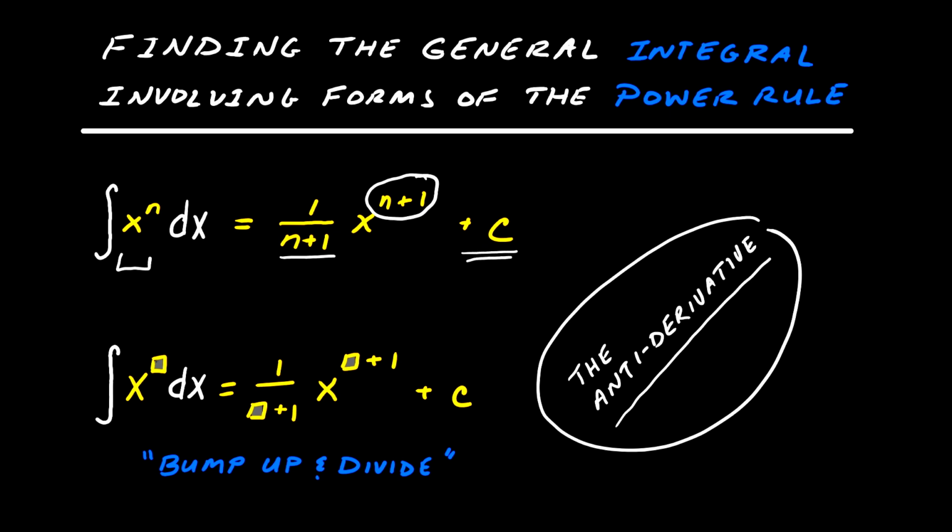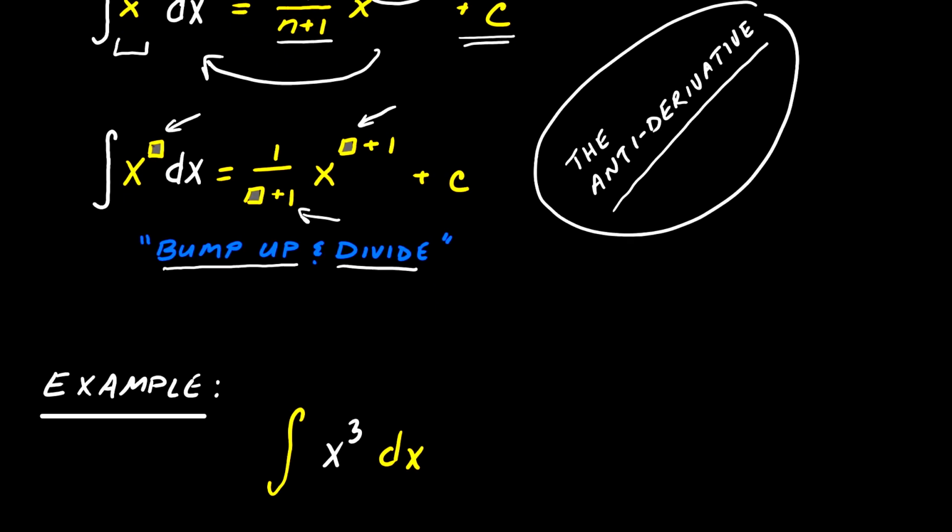And we'll always add a plus c at the end for some constant that would end up being 0 if we were to take the derivative, working backwards. But again, we're finding the antiderivative. So basically, we're going to use the phrase bump up and divide. So we're taking whatever goes in this blank to that power and bumping it up a power, and we're going to divide by that power. Let's take a look at some examples.